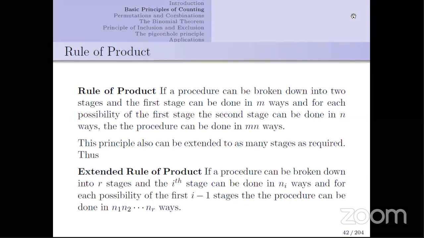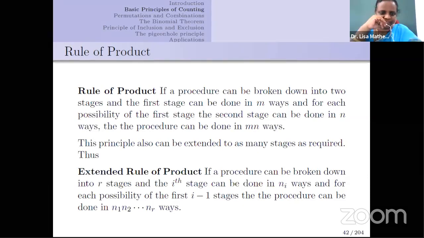Okay. Let me go back to the extended rule of product. If a procedure can be broken down into r stages, and the ith stage can be done in ni ways for each possibility of the first i-1 stages, then the procedure can be done in n1 into n2 up to nr ways.